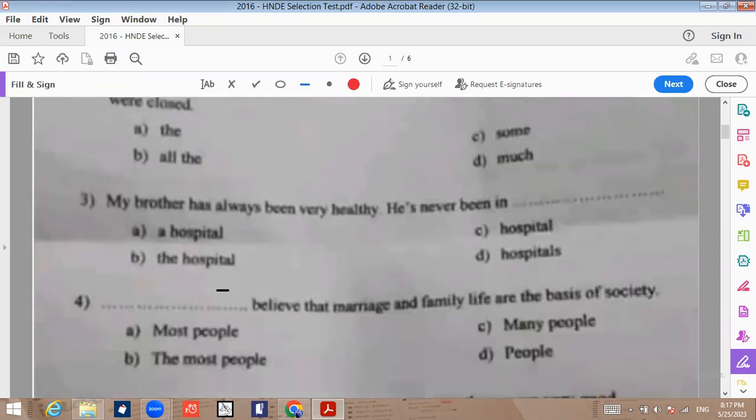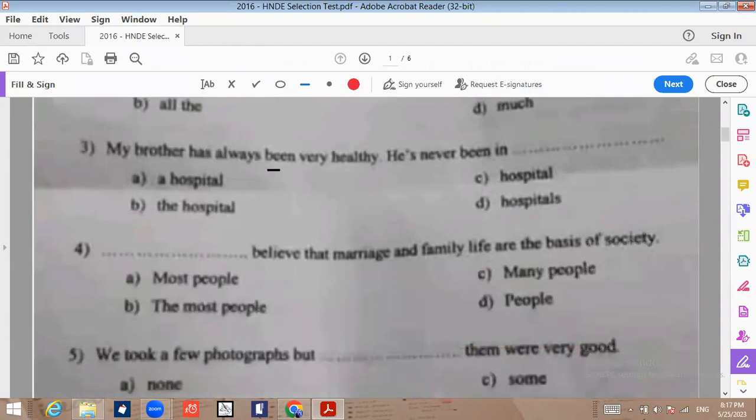Okay. So the third one. My brother has always been very healthy. He's never been in, what is the answer? He's never been in a hospital.